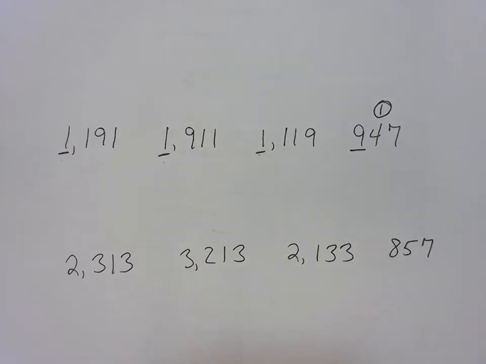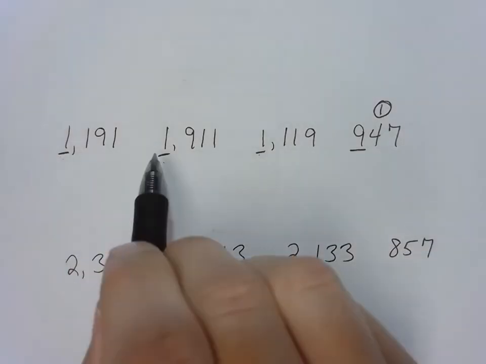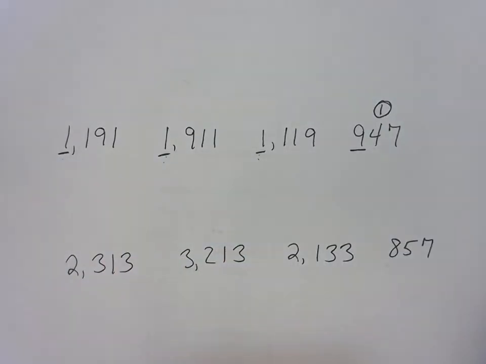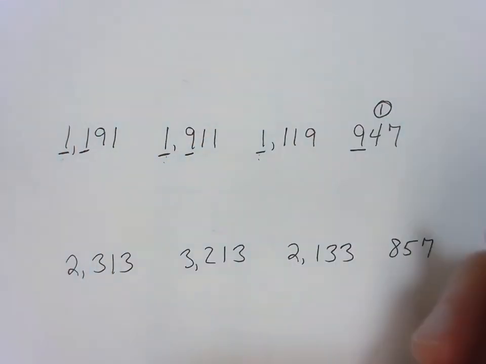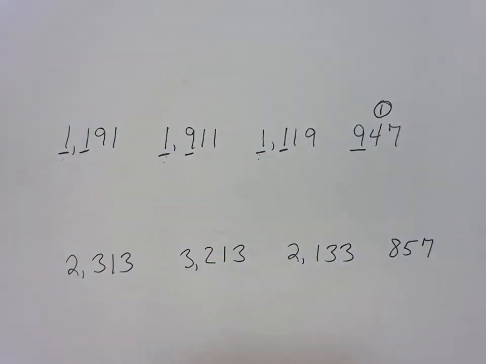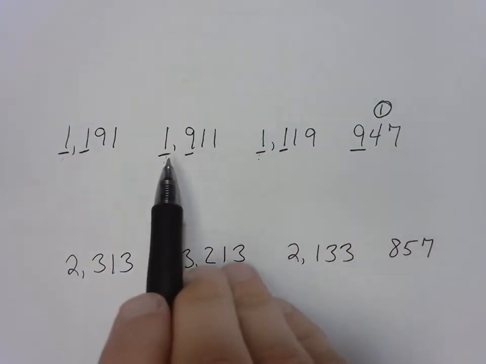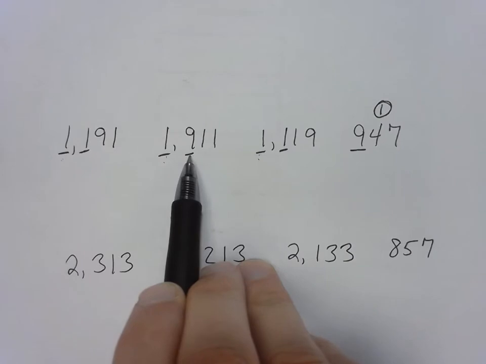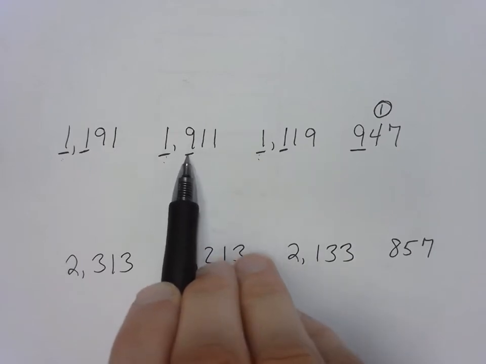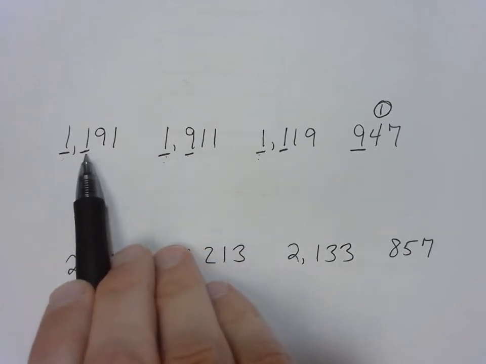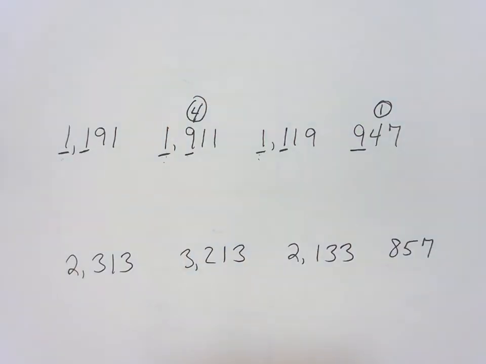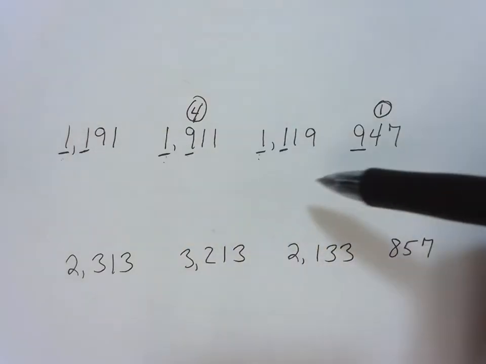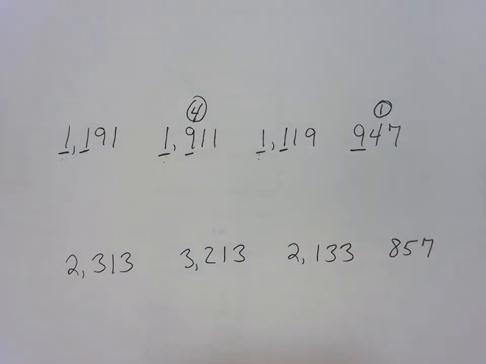Now let's check out my other numbers to find out which is my next smallest. So all my thousands places are exactly the same. So I'm going to slide over and look at my hundreds places. I have a 1 in the hundreds place, a 9 in the hundreds place, and a 1 in my hundreds place. Now I know right away that this number here is going to be my biggest number because there's a 9 in the hundreds place, and that's a 1 in the hundreds place, and that's a 1 in the hundreds place. So I'm going to put a 4 above that because that's my largest number, and I only have 4 numbers, so that's going to be the fourth number that I write down.